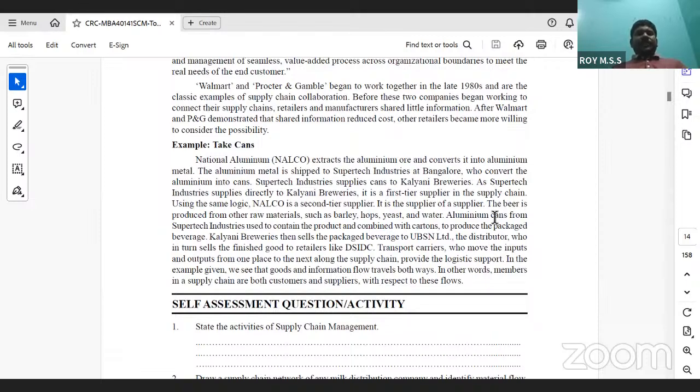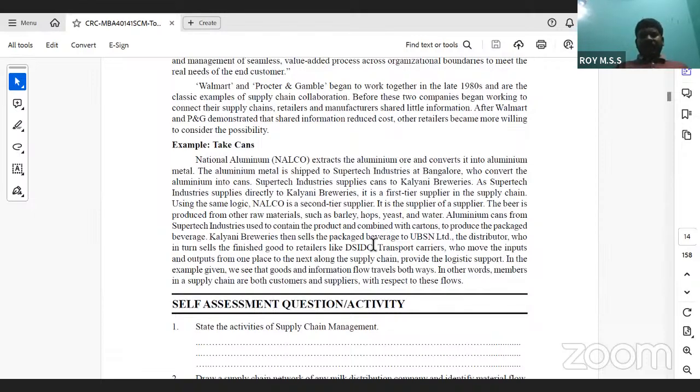And the beer is produced from other raw materials such as barley, hops, yeast, water, and other things. Aluminum cans from Supertech industry are used to contain the product and are combined with cartons to produce the packed beverage. Kalyani Breweries then sells that packaged beverage to UBSN Limited, the distributor, who in turn sells the finished good to the retailer like DSI, DC, like this. We can see a lot of chain in this.